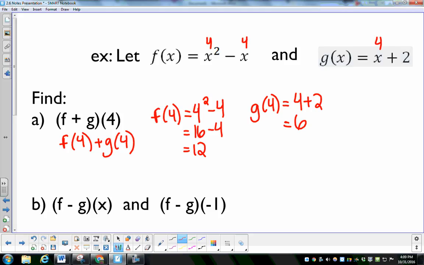Now it wanted me to find f of 4 plus g of 4. So f of 4 was 12. I'm writing it right under it because they equal the same thing. g of 4 is 6. So we're really just doing 12 plus 6 here. So we get our solution 18.